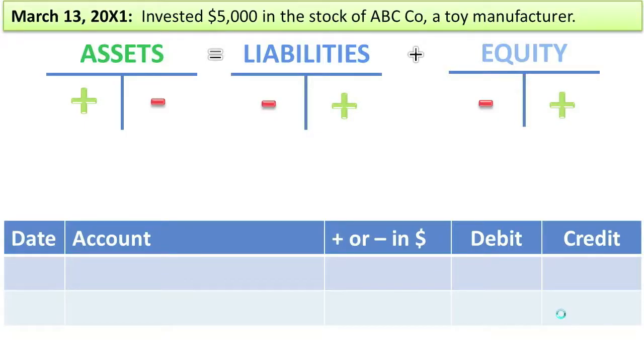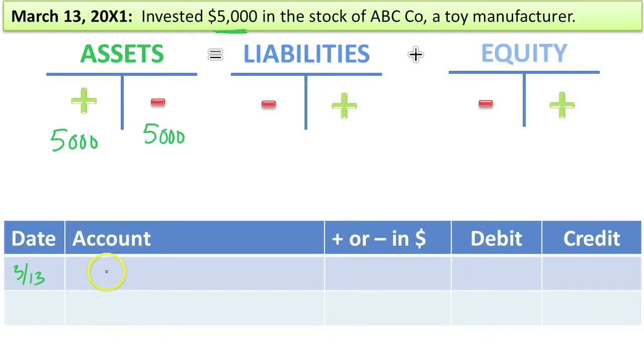Invested $5,000 in the stock of ABC Co., a toy manufacturer. So that means we took $5,000, this is cash, and we bought stock in another company. So we're buying ownership in something that's worth value, part ownership of another company that's valuable to us. So we're giving away cash, and in exchange, we're receiving shares of stock in a company. That's an investment. So let's write this down.